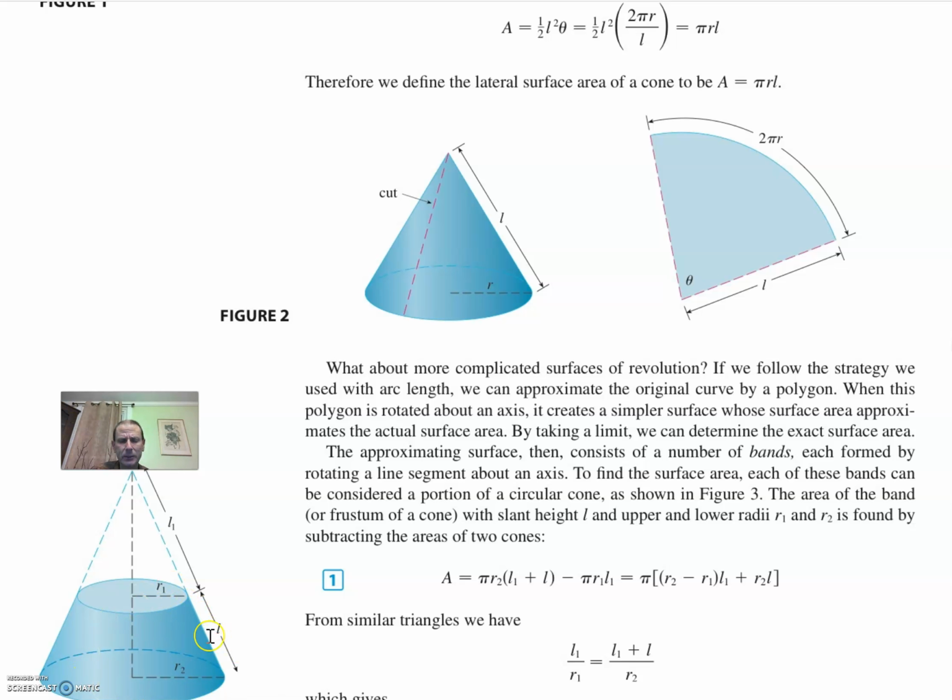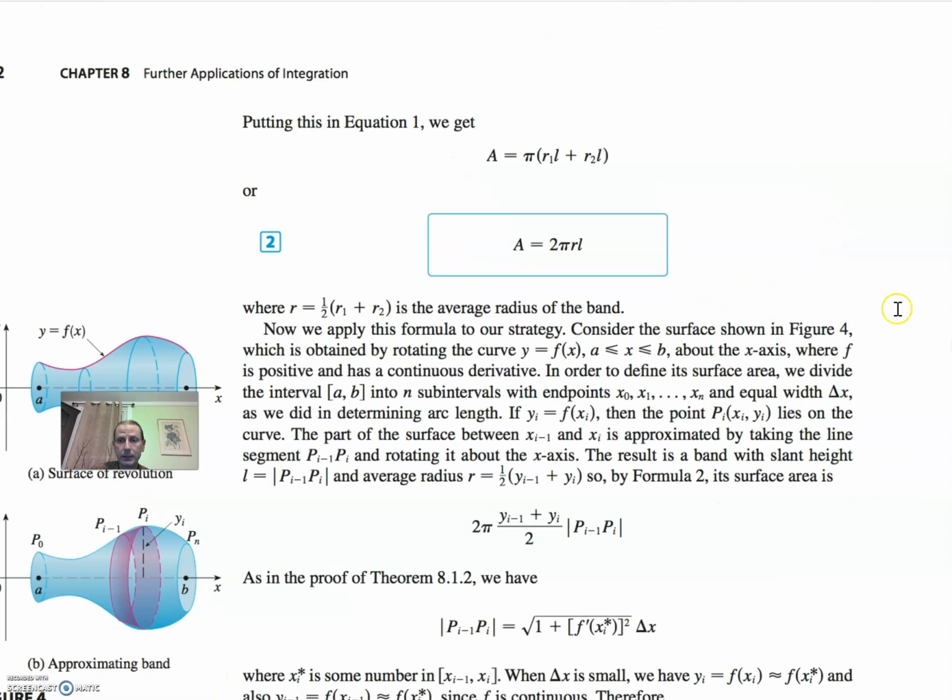So the length, you've got to be a bit careful here. It's not the height, it's just the length of the side. And here's the formula they came up with for that: A equals 2 pi R L. Again, R is the average radius of the two circles that form the frustum, and L is the side, sort of like the diagonal side of the frustum.